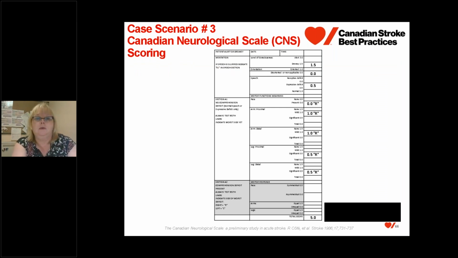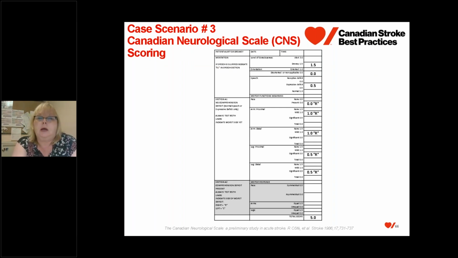So when we look at scoring with our last case, the patient is drowsy. She needed to be stimulated verbally, so received a score of 1.5, was not oriented to place or time, had a receptive deficit, had a right-sided facial weakness, had a mild weakness in the proximal arm, was able to do full range but not overcome resistance of the observer. In the distal arm, again, was able to do full range but not able to overcome resistance, so was also scored a mild and received a 1.